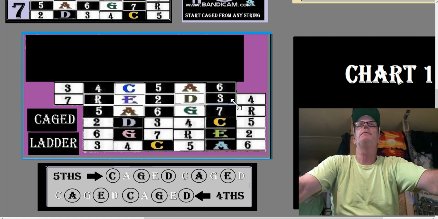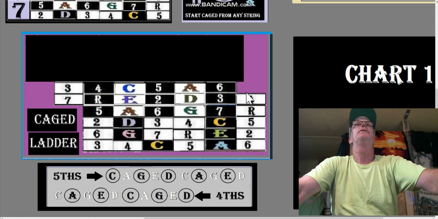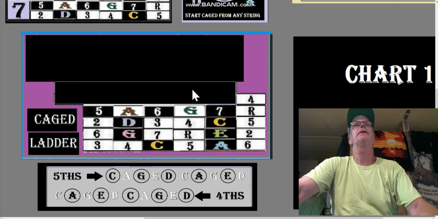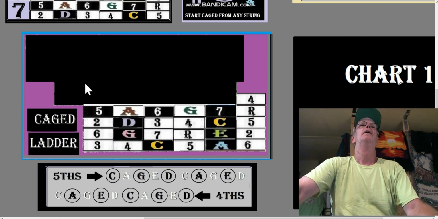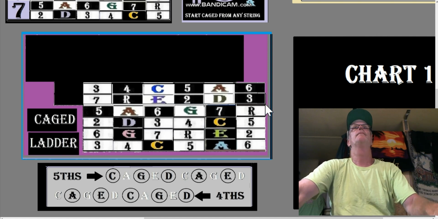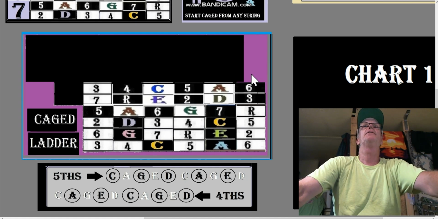So we have to bring the pattern up to compensate. All right, so let's see what we got here. We bring the pattern over. Hopefully it'll be straight. And there is our C box.